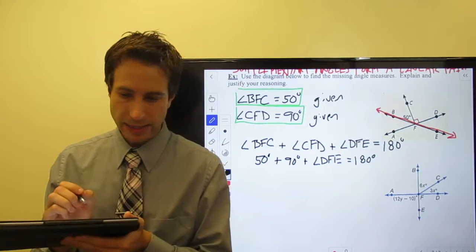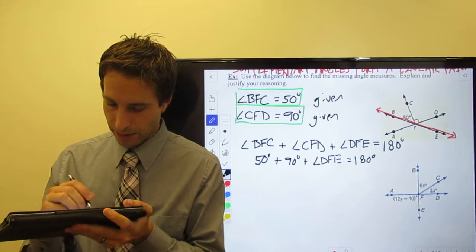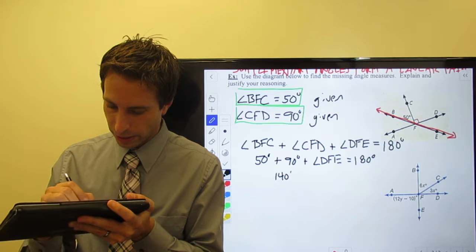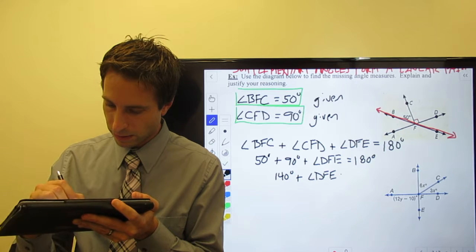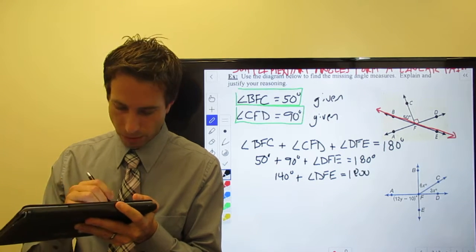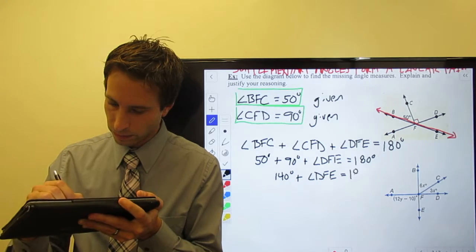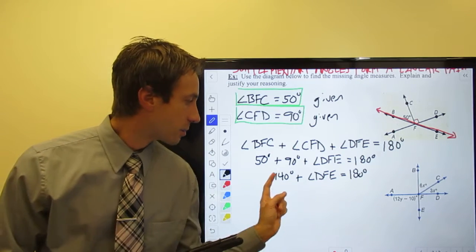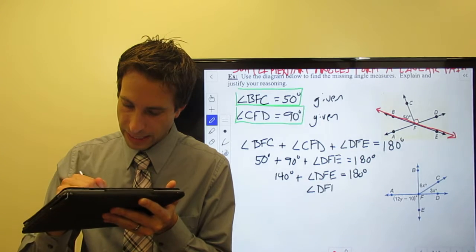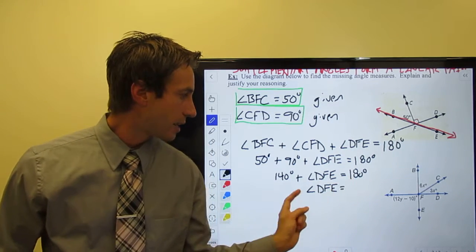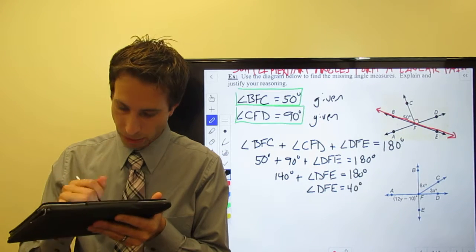No problem. Let's see here. 50 and 90 should get me what, 140? Yeah, 140 degrees equal to 180. Awesome. Keep going. Subtract the 140 to the other side and I get angle DFE is equal to 180 minus 140. Yeah, that's easy. It's 40 degrees. Boom.